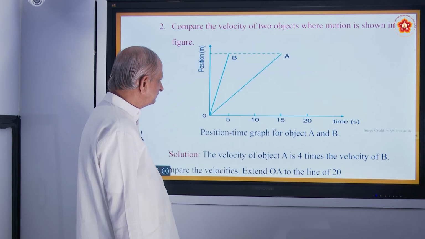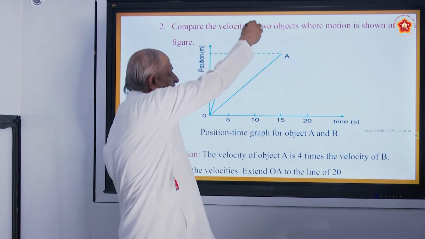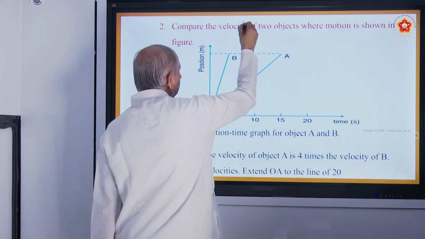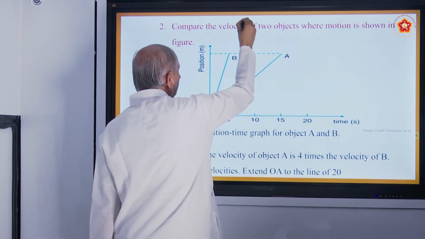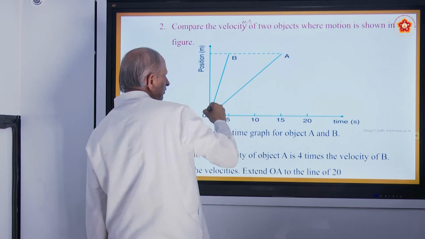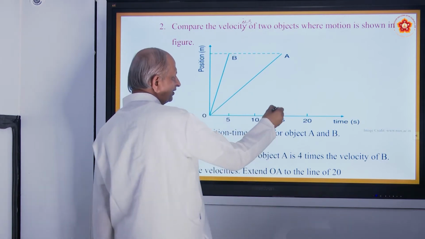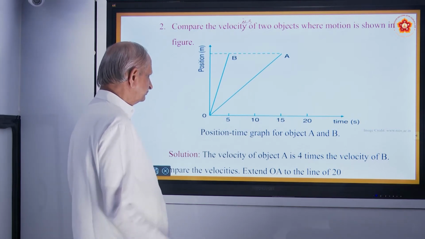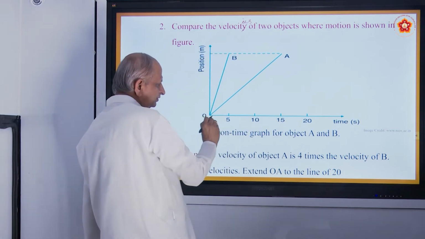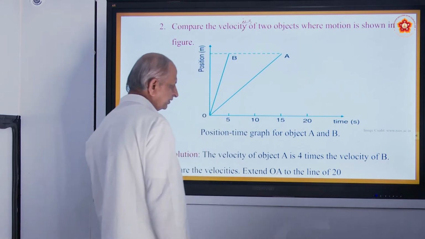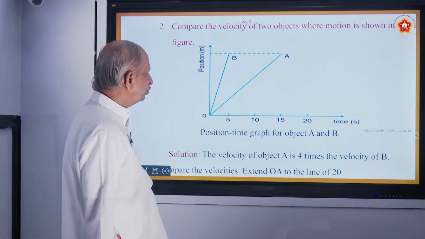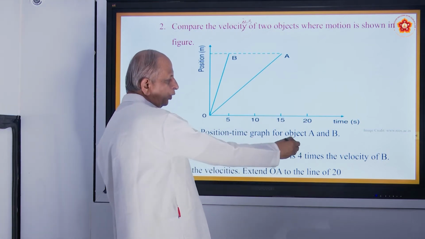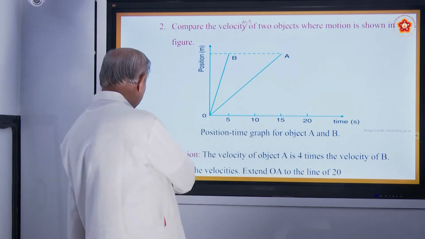And second question, compare the velocities of two objects. There are two objects here. One is called B, another is called A. So this is a position time graph. This is position in meters, this is time in seconds. You are asked to compare the two motions. So velocity of A is 4 times the velocity of B. That is what you can say.